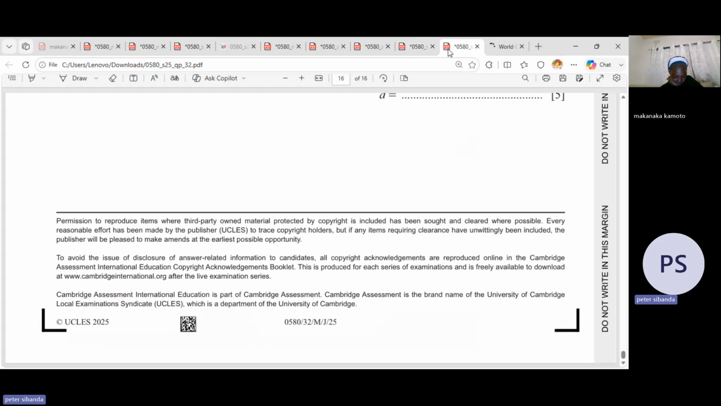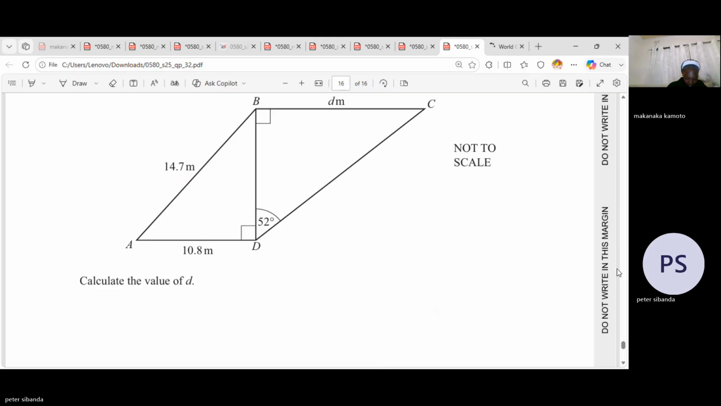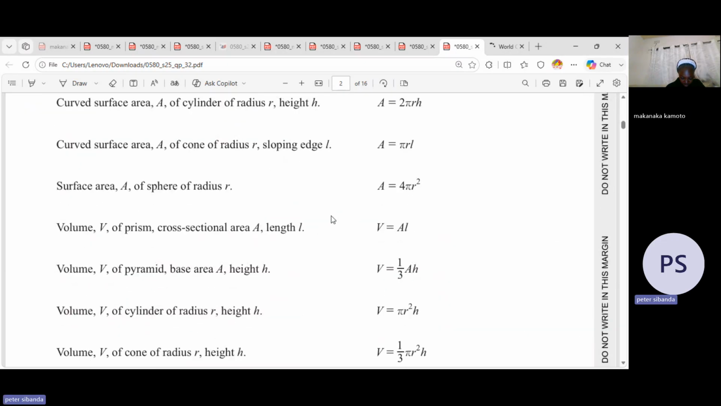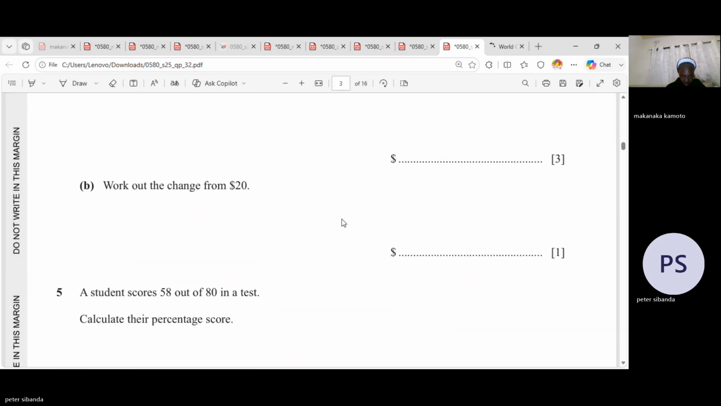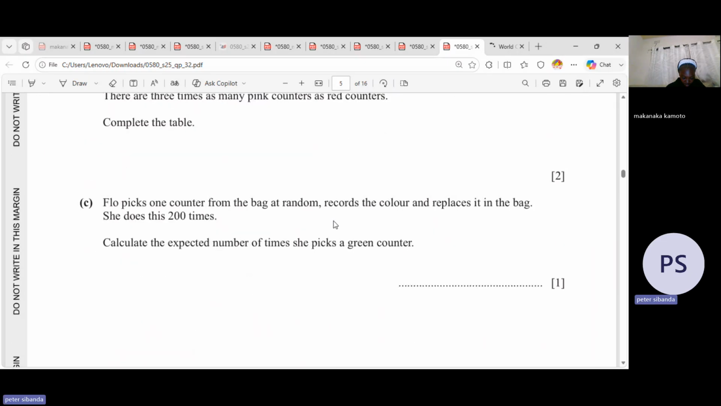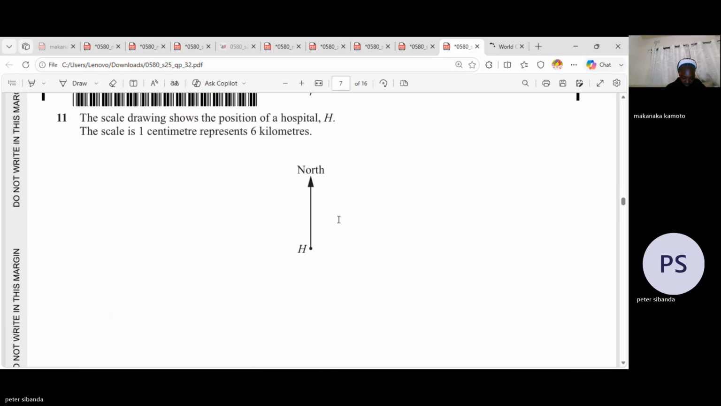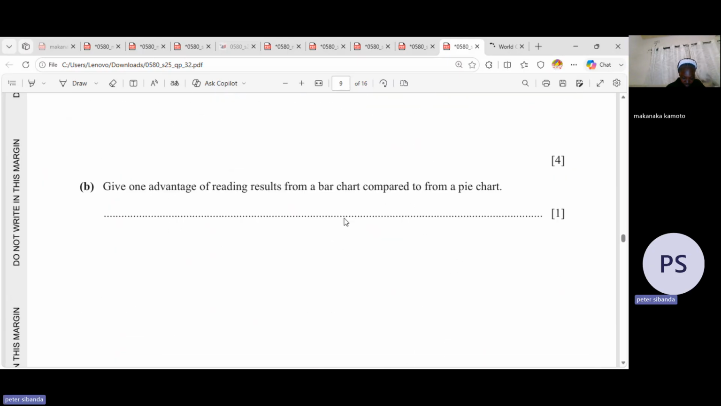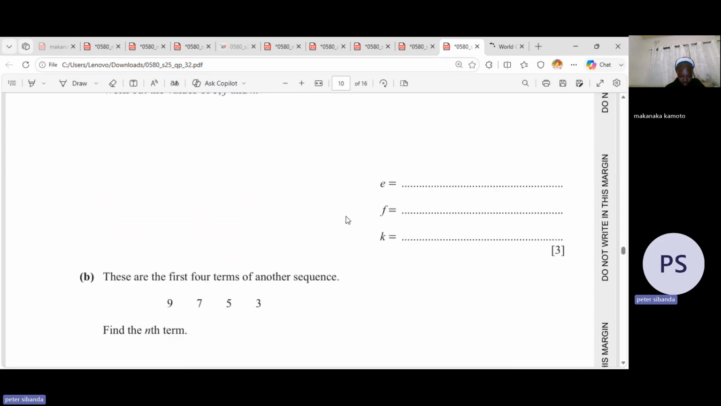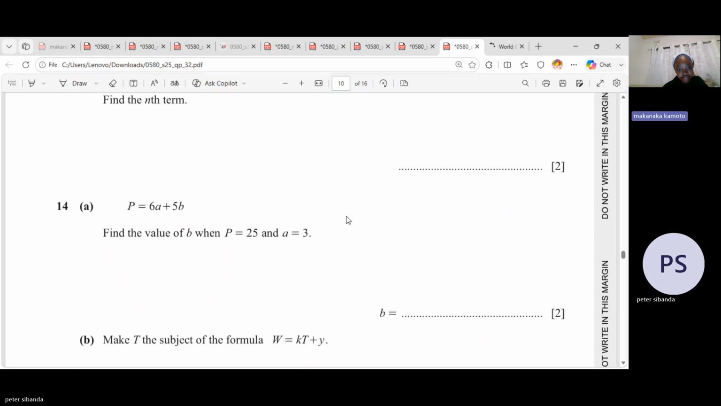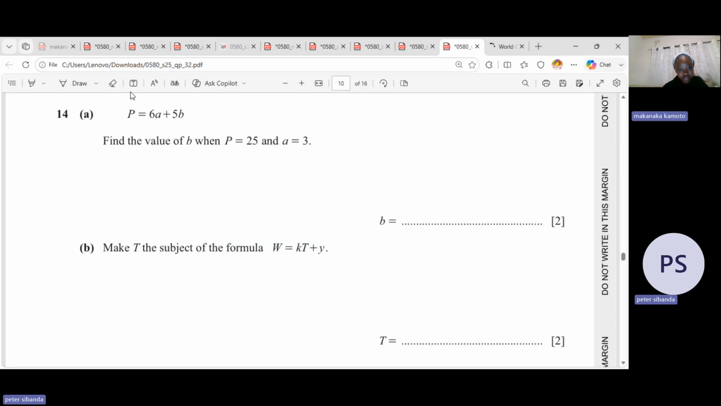I think that's all for now. Then we check the last one. Okay, the last one. Not for equations. Change your subject of formula, factorization. There it is.